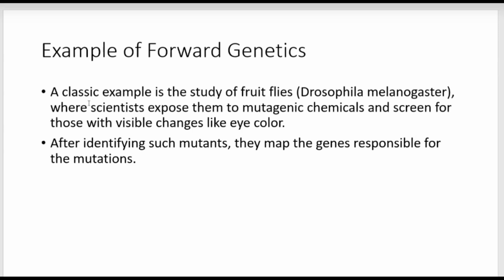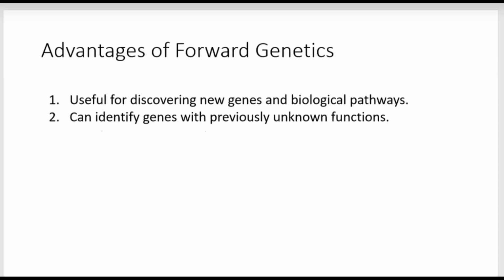A classic example of forward genetics is the study of fruit flies, Drosophila melanogaster. They make mutations in this organism by chemicals. Then they screen for those with visible changes like eye color. After identifying such a mutation, they map the genes responsible for it. An advantage of forward genetics is that it is useful for discovering new genes and biological pathways. It can identify genes with previously unknown function.